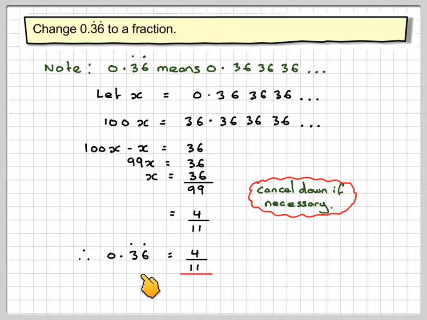Therefore, 0.36 recurring is equal to 4/11. This has been a video to show you how to convert a recurring decimal into a fraction.